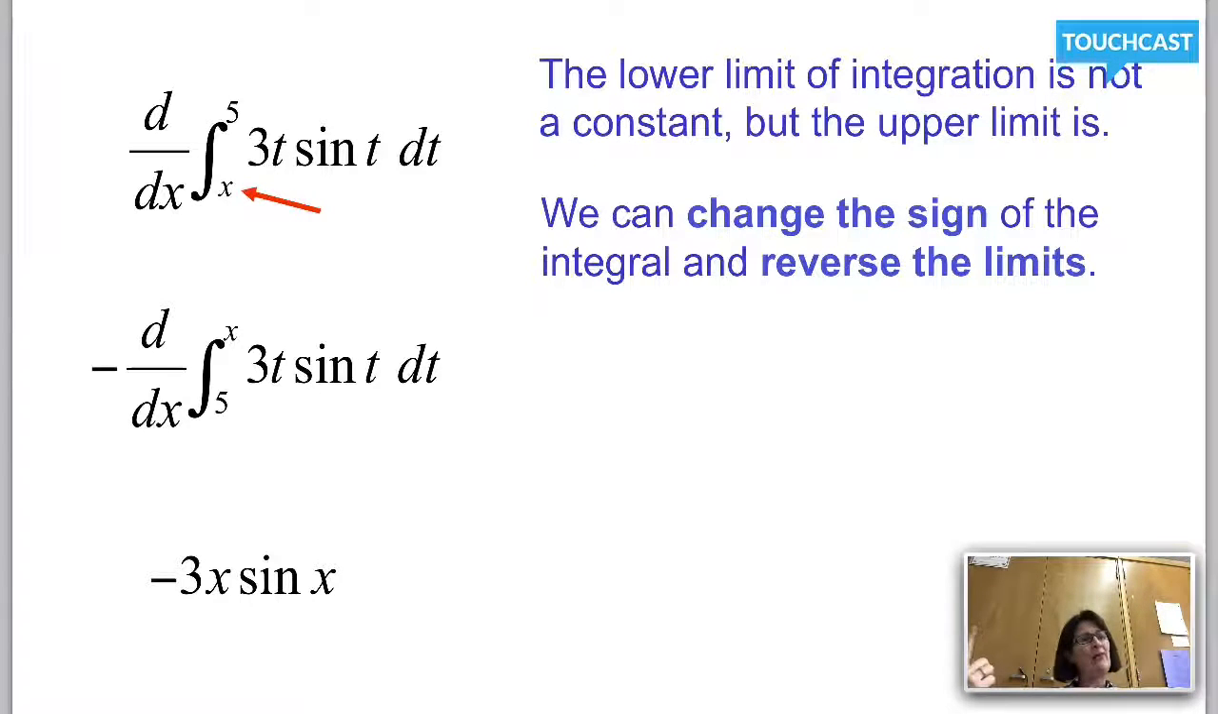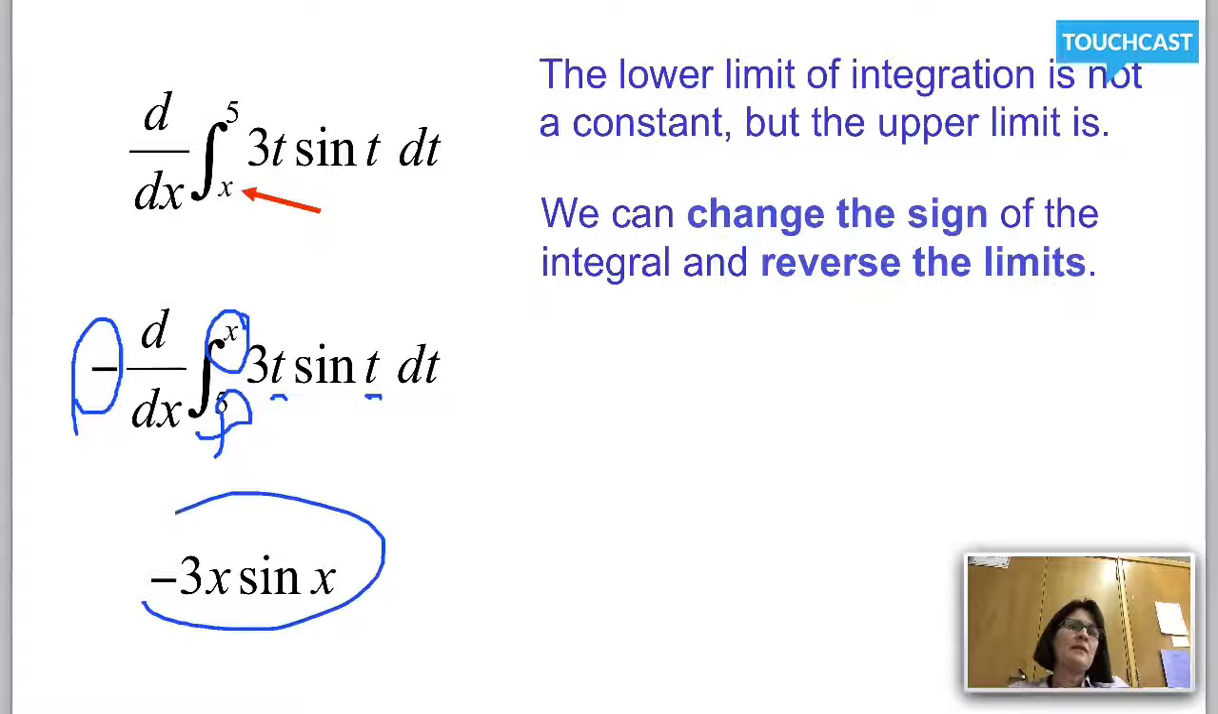In fact, my limits, I really wish I could switch them. If I could switch the limits, they'd be in the right place. Well, remember, I can switch my limits. I'm just going to need to take the opposite of the value of my integral. That opposite does factor out into the front, so I'm going to have the opposite of the derivative with respect to x of the integral from 5 to x of 3t sine t. So now my negative stays out front. I have a lower limit that's a constant now, an upper limit that's a perfect match for my variable. I'm going to replace all my t's with x's to get my final answer.